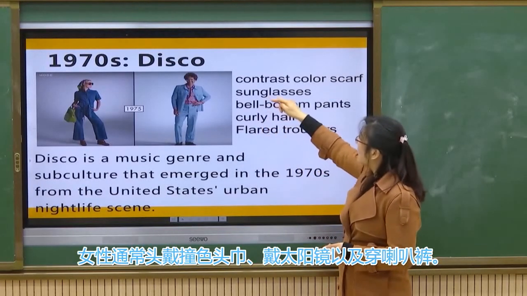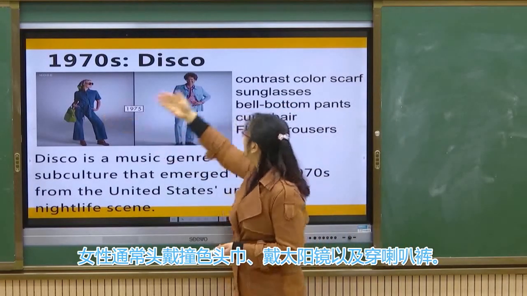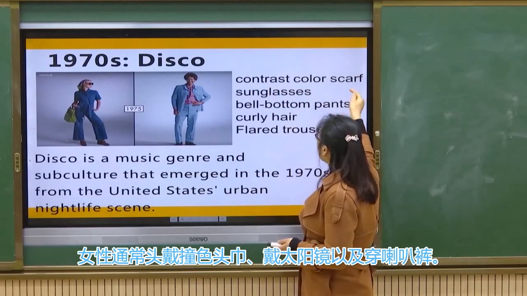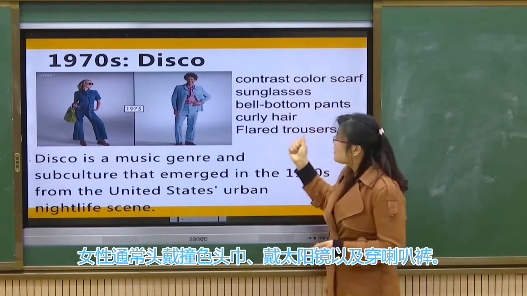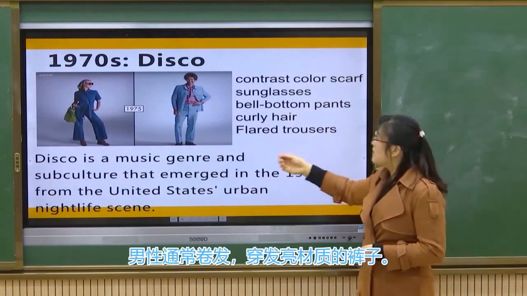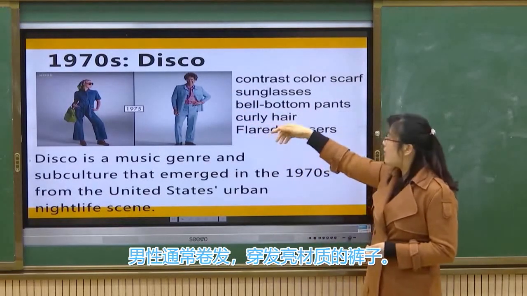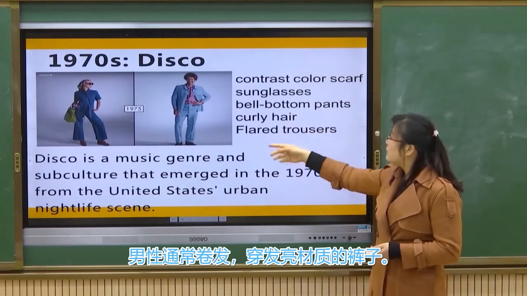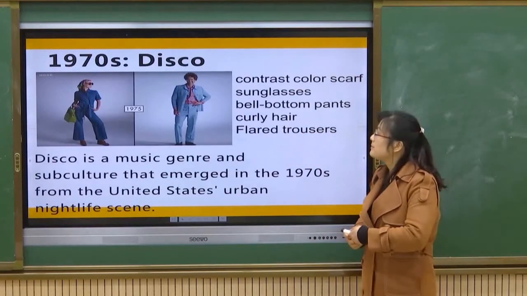And the clothing style of that time: the women usually wore contrast color scarves, sunglasses, and bell-bottom pants. And the men usually had their hair curled and wore flared trousers.